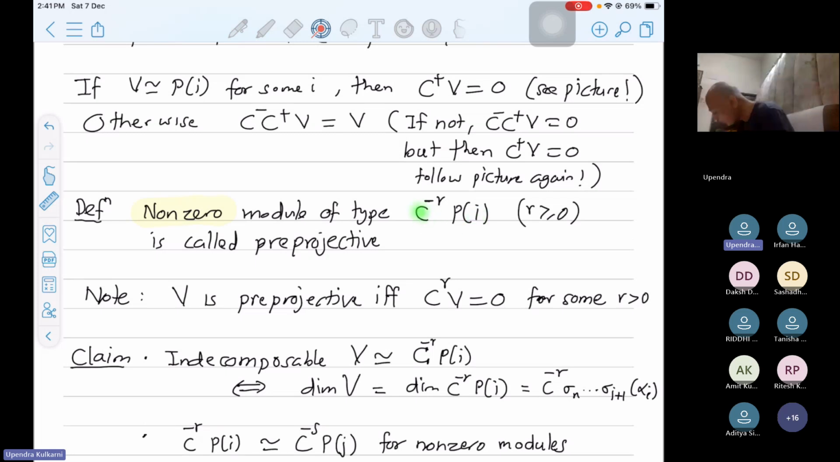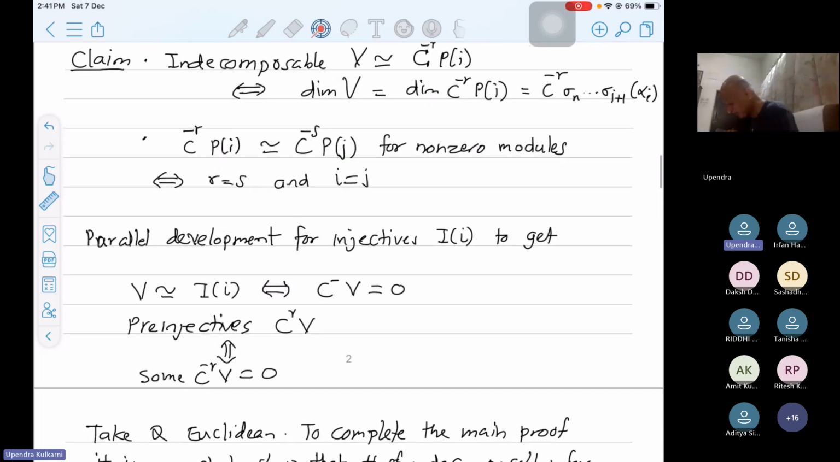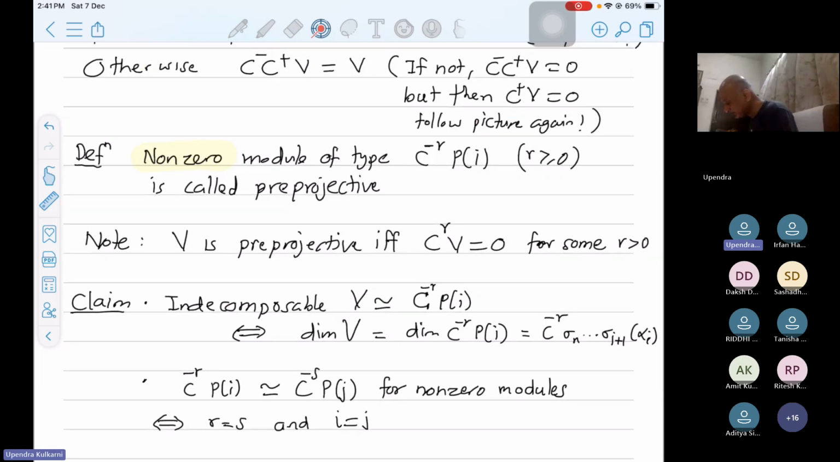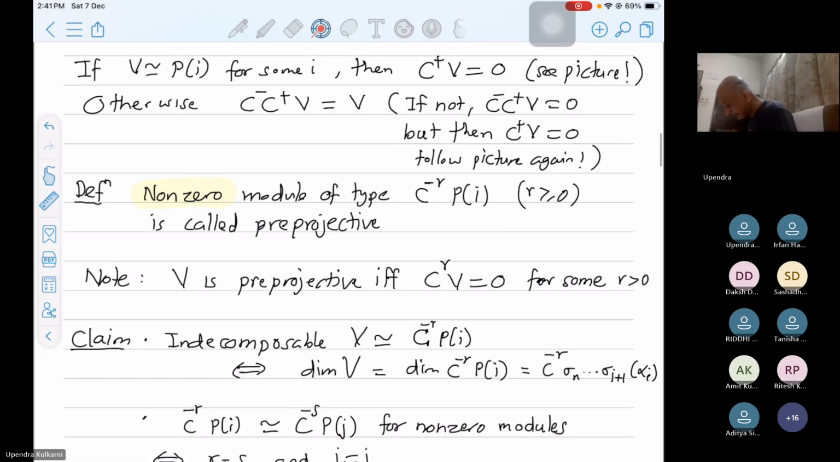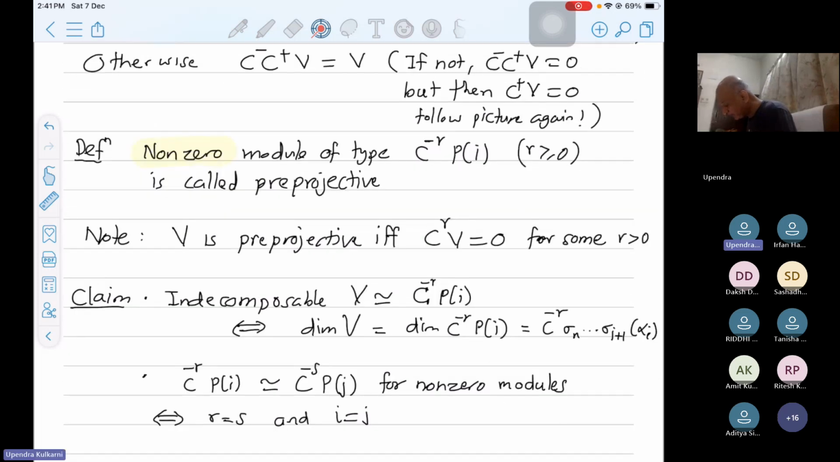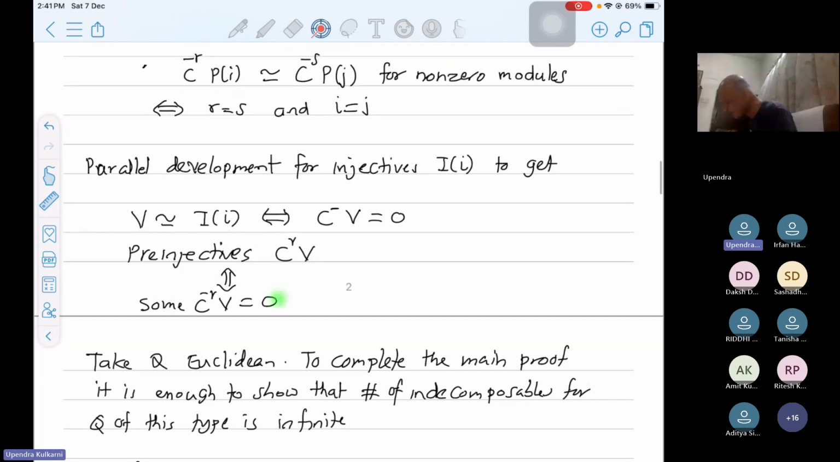Likewise, I'm going to define the notion of pre-injectives, where I start with an injective and I apply a positive power of this Coxeter functor. Okay. So I have written some of these here. V is an injective if and only if it is killed by C minus. Pre-injectives are positive powers applied to V, provided such a thing gives me non-zero. And just like over here, I have a criterion: pre-projective if and only if some positive power of C kills it, pre-injective if and only if some negative power of C kills it.